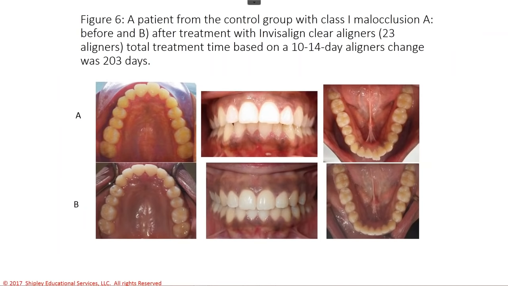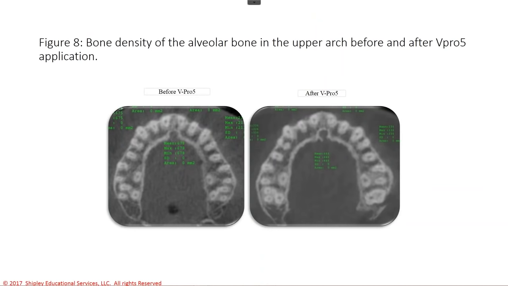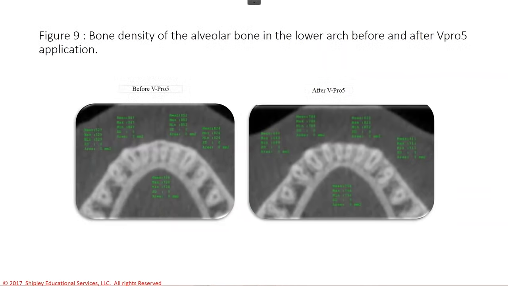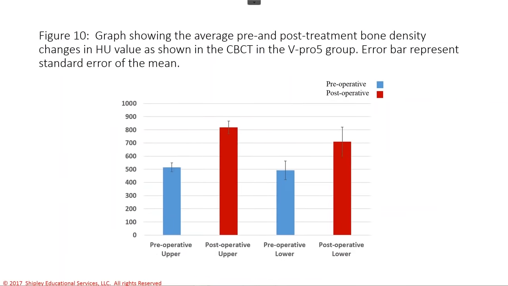This was a typical patient with 10 to 14-day aligner changes without the V-Pro 5, and what we found is that there was a shorter treatment time in the V-Pro 5 cases with the 5-day aligner changes. Not only that, we had better bone density in the after patients with the V-Pro 5 than we had with the non-V-Pro 5 patients. So again, we can see that post-operatively we had a higher bone density after treatment with the V-Pro 5. So that was the HU units with the V-Pro 5.